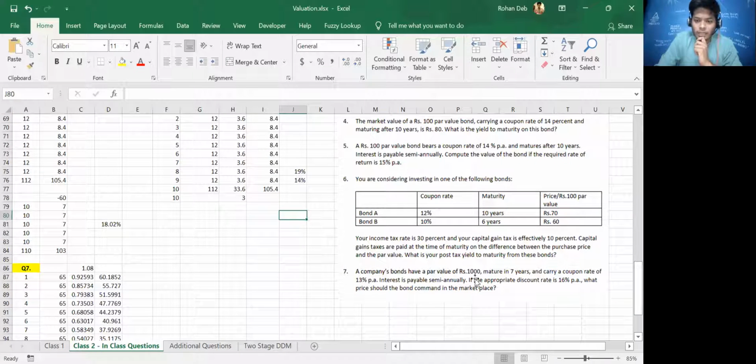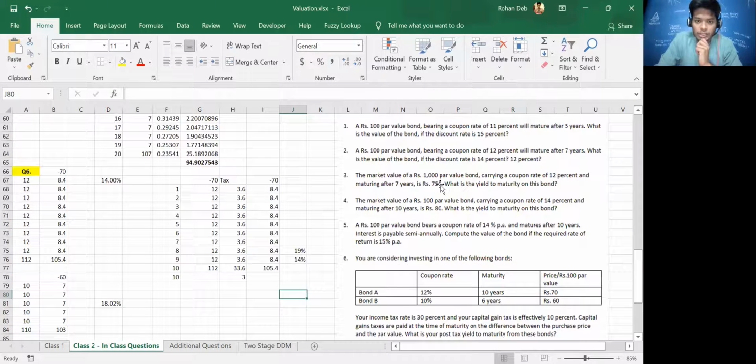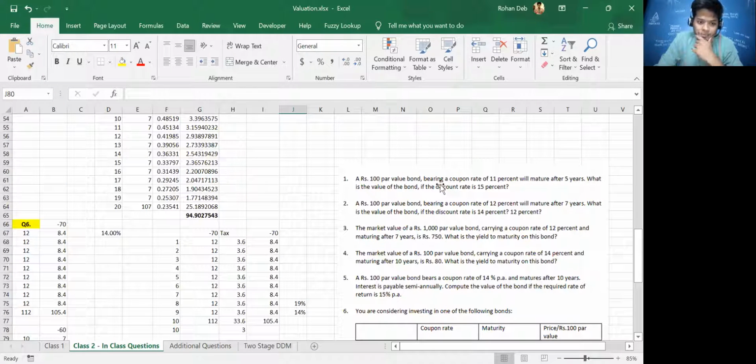And the last is also again a very similar question. A bond has a par value of 100, matures in 7 years. There is a coupon rate of 13%, with interest paid semi-annually. What should be the bond's value? Okay, so this is very similar to the fifth question. I think you guys can try these questions again, and you should be fine as far as bond valuation is concerned. Okay, so that's it for the bond valuation.